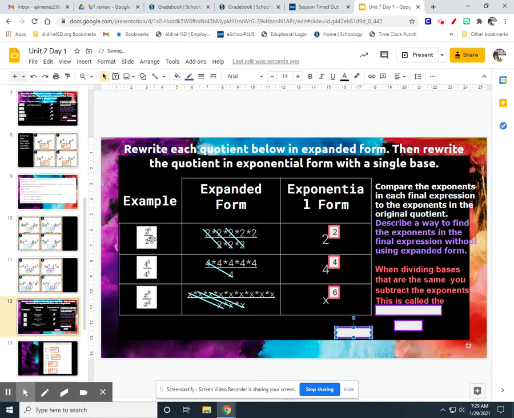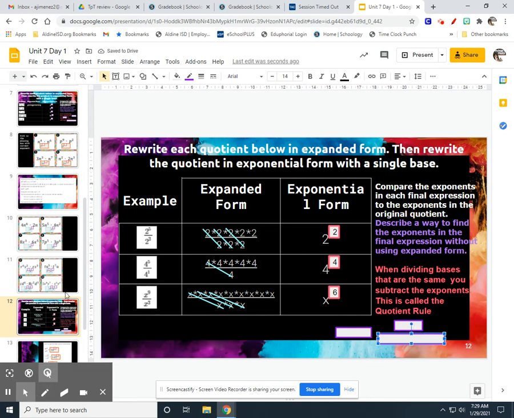Yes. So 5 minus 3, and it's always the top minus the bottom. The top number minus the bottom, okay? So 5 minus 3 is 2. 5 minus 1 is 4. 9 minus 3 is 6. So you're always doing the top number to the bottom. And this is called the quotient rule.